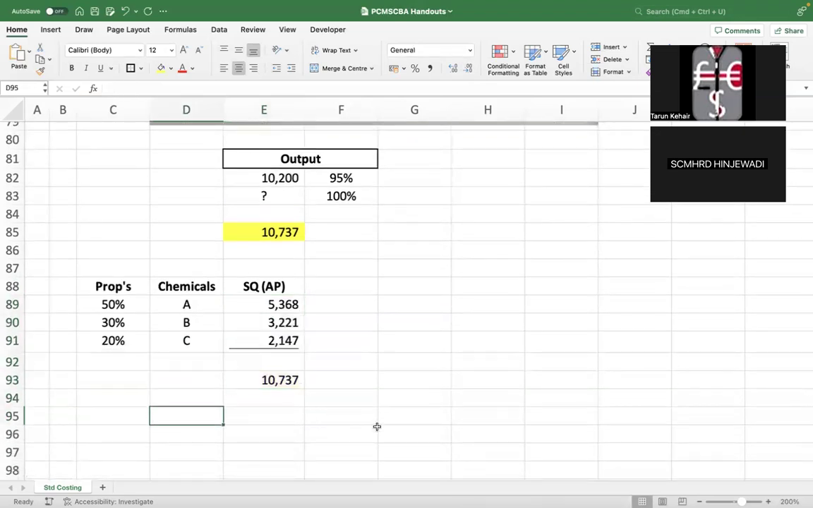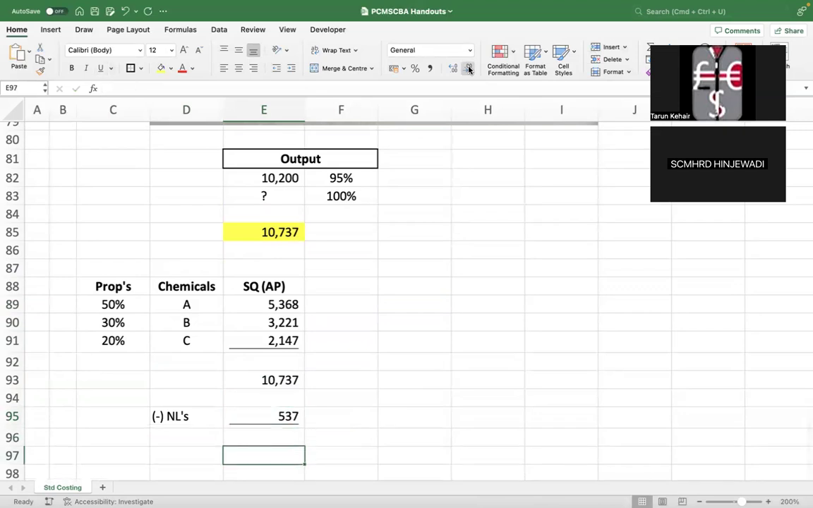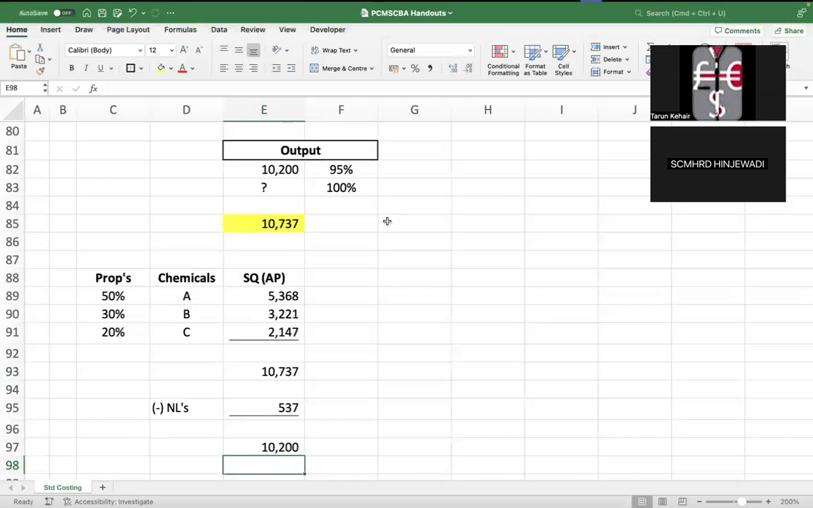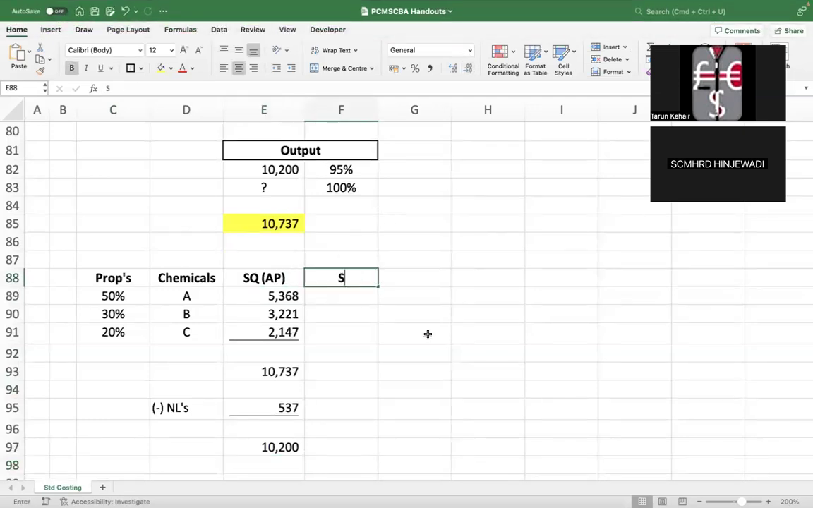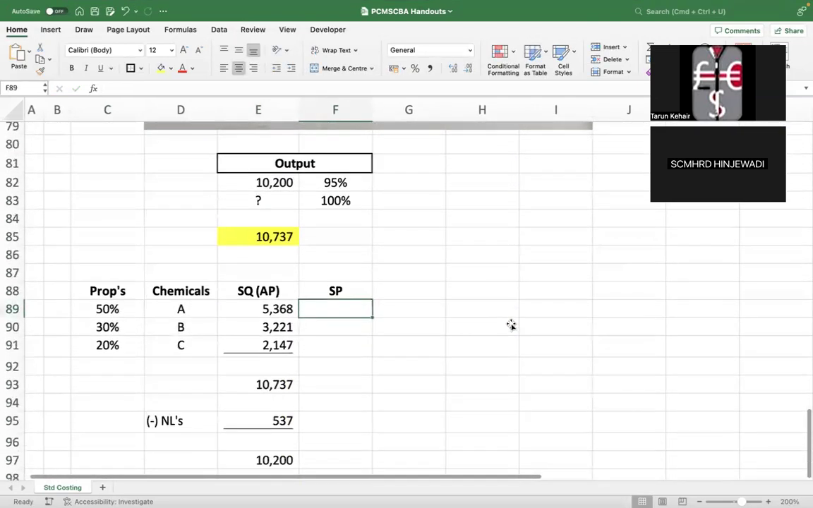Okay? From this, we will reduce what? We will reduce the normal losses of 5%, which comes to 537. And therefore you will get what? 10,200 kgs, which is your standard quantity required for actual production. Okay. Now we will also plot the standard prices which are given to you. 40, 60, and 95.